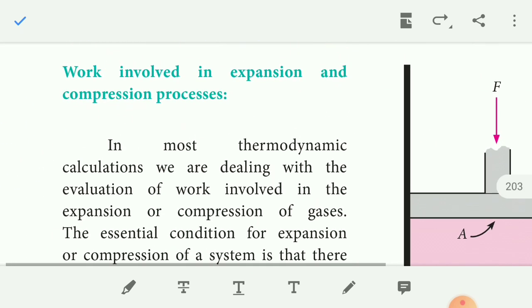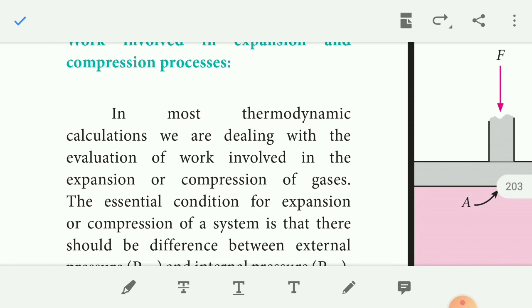The work involved in expansion and compression processes. In thermodynamic calculation, we are dealing with the evaluation of work involved in the expansion or compression of gases. The essential condition for expansion or compression of a system is that there should be a difference between the external pressure and the internal pressure.